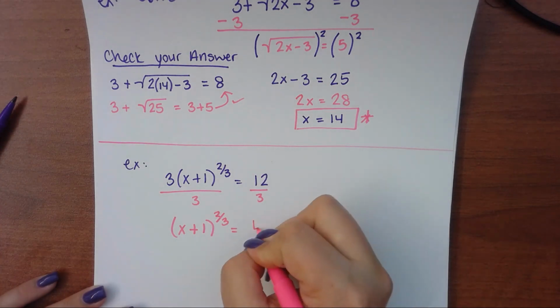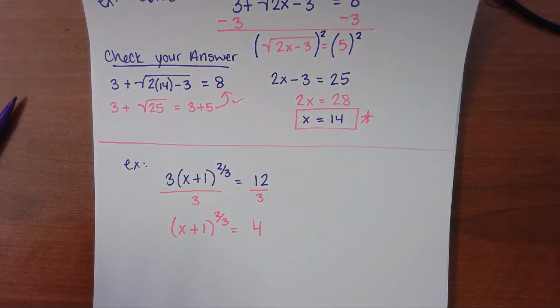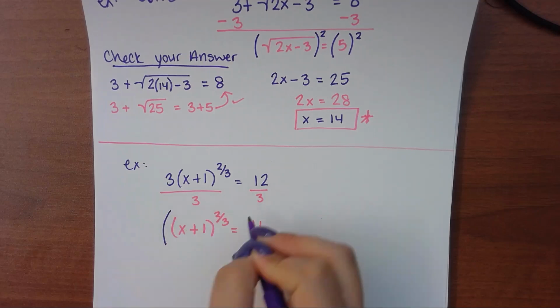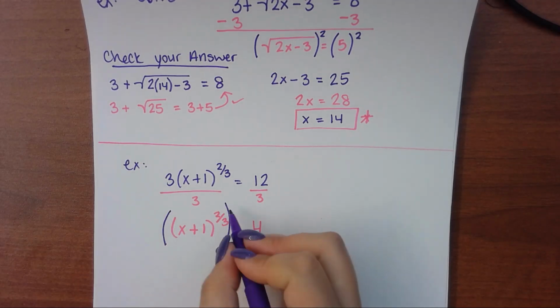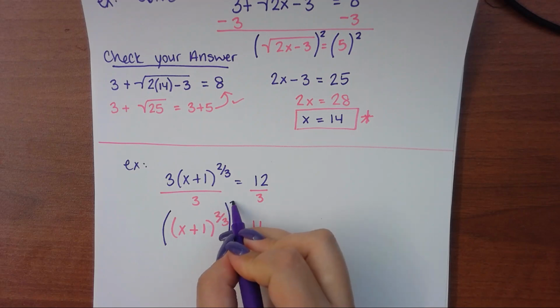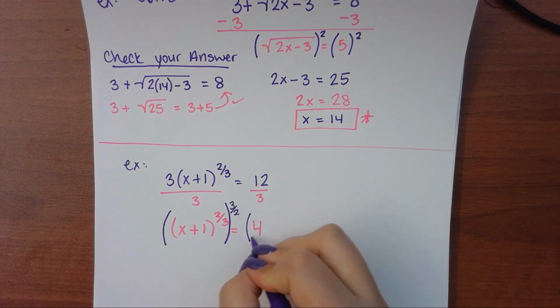So this is going to be 4 over here. And now, instead of changing this to a radical, I could change it to a radical, but I could also raise it to a power that will cancel out that power. Now remember, when you raise to a power, you're multiplying. So if I want to cancel the power, I need to multiply by 3/2 instead of 2/3. And that's going to be on both sides.